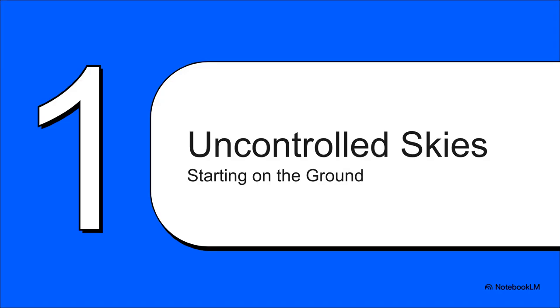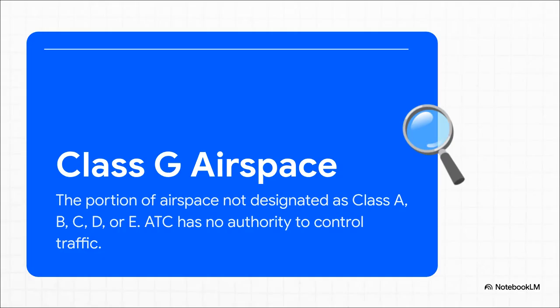To really get a handle on this, we're going to start our flight right on the ground in the most basic, wide-open type of airspace you can find. This is what's known as Class G airspace. You can basically think of it as the default setting for the sky. If nobody has specifically labeled it as something else, then it's Class G. And the key thing to know: air traffic control has zero authority here.